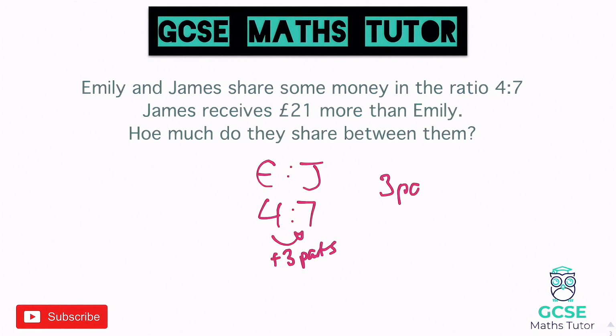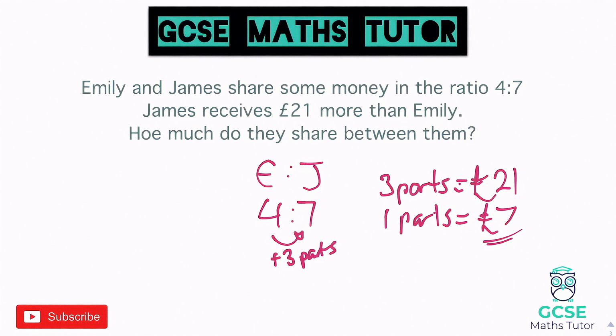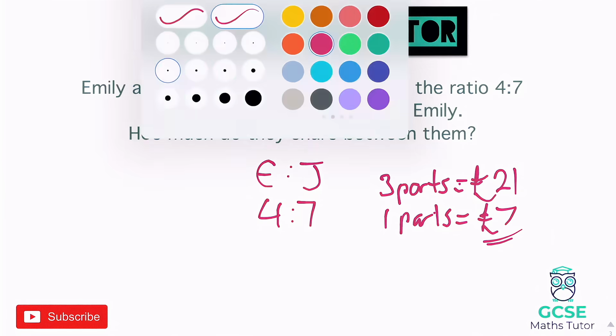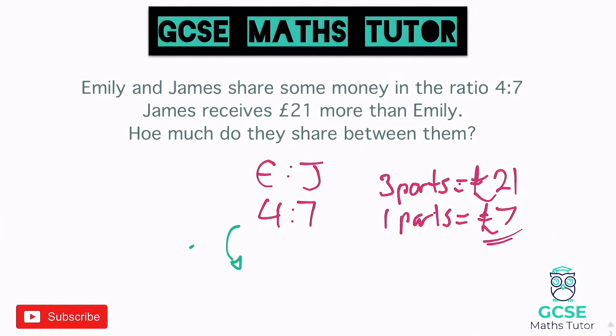So if 3 parts of this ratio equals £21, then 1 part must be, to divide that by 3, must be £7. And from there we can work out how much they both receive. If it was 4 to 7, let's get rid of this little bit down here. And each part is now worth £7. Well, 4 times 7 gives us £28 for Emily, and 7 times 7 gives us £49 for James. So Emily receives 28 and James receives 49.